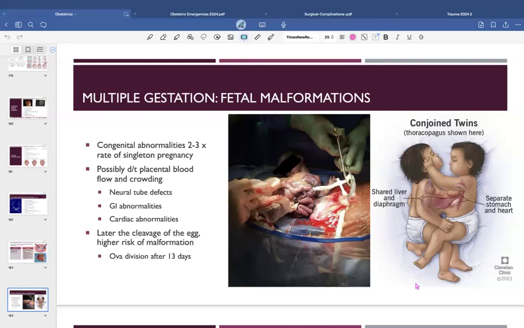And then we just talked about later cleavage of the egg resulting in conjoined twins, which there's a picture there. They share a liver and diaphragm. They have a separate stomach and heart. Those twins have a different setup than what you were talking about.